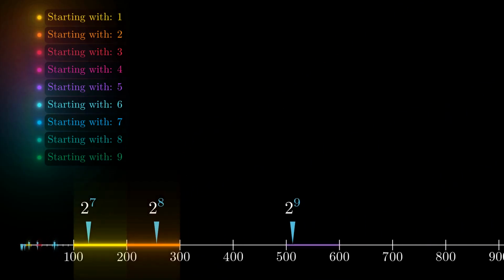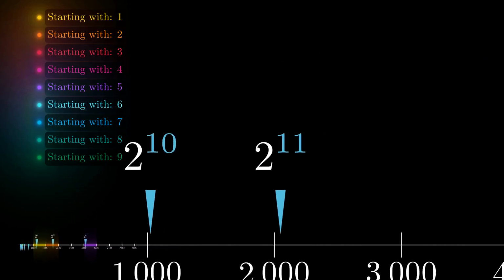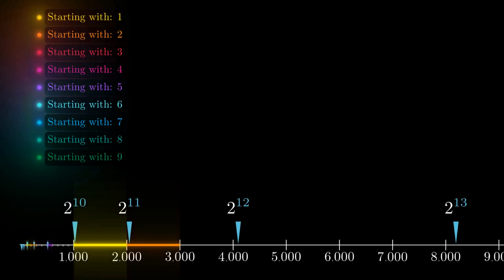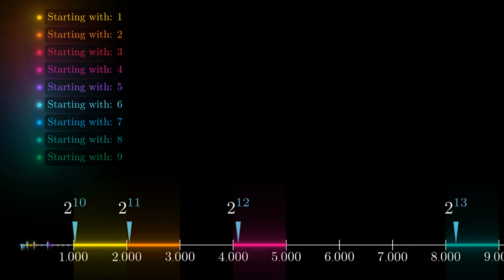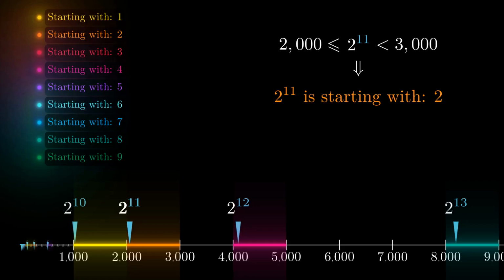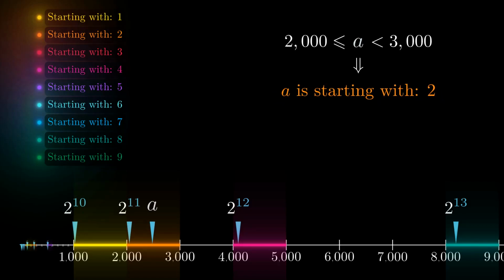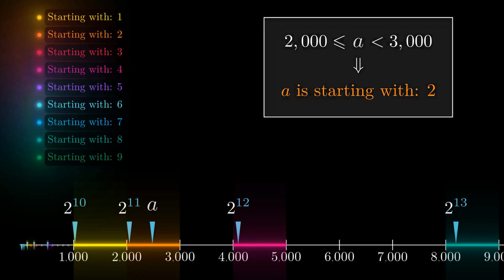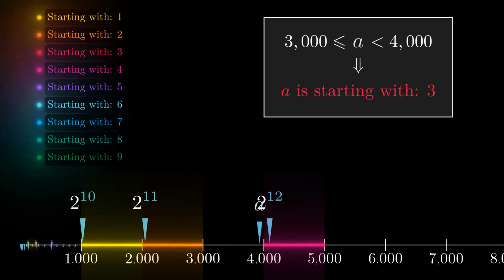For example, we don't need to know the exact value of 2 to the power of 11 to understand which digit the number starts with. It's enough to know that this number is between 2000 and 3000 to understand that it begins with the digit 2. In addition, any other number in this interval also starts with the digit 2. And a number in the range from 4000 to 5000 starts with the digit 4.